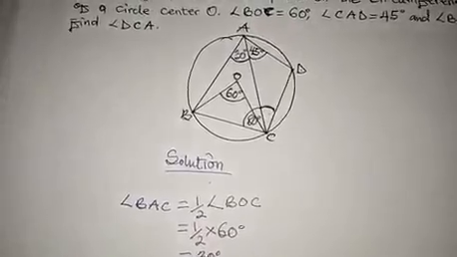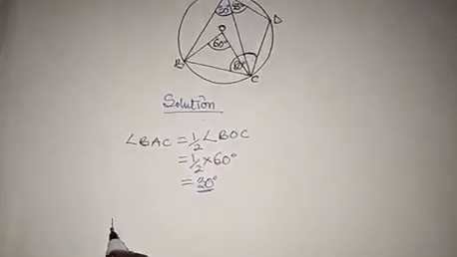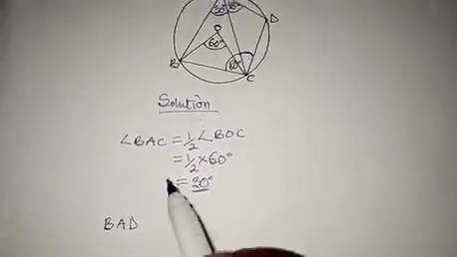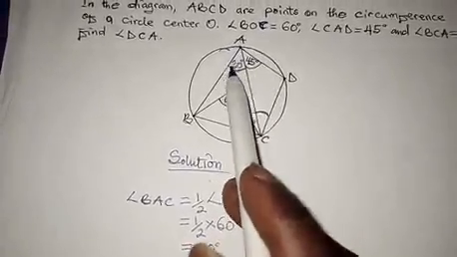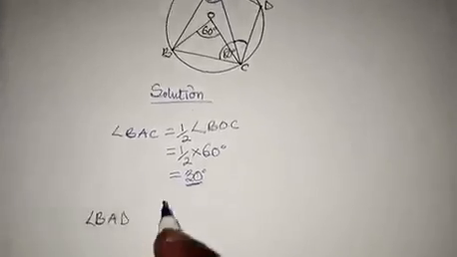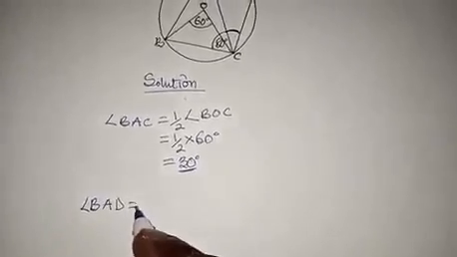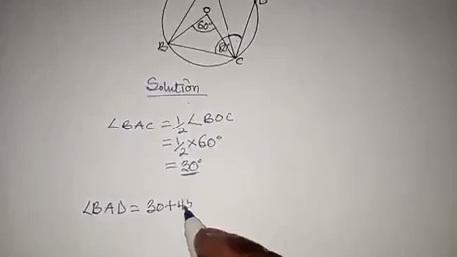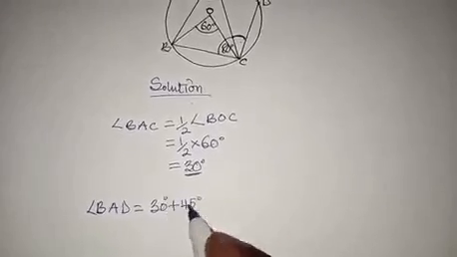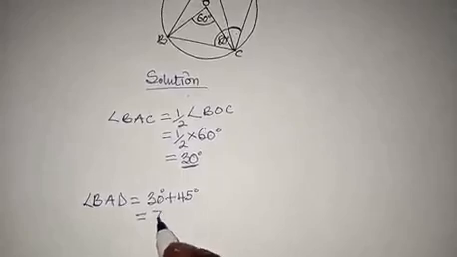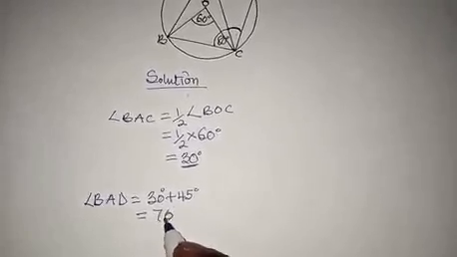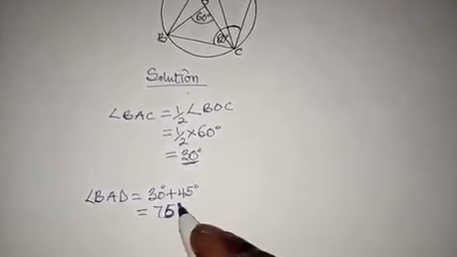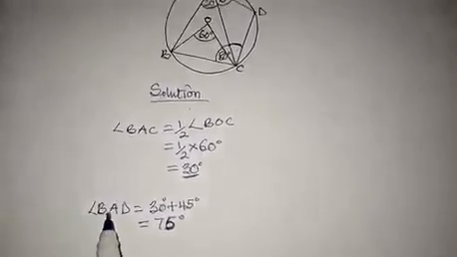Once we have 30 degrees here, it means this particular angle, angle BAD, this angle alone, we just add them. So angle BAD is equal to 30 plus 45 degrees, which will give us 75 degrees. So that is for this.